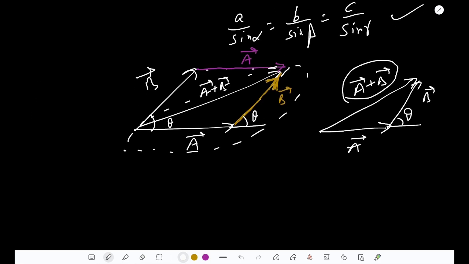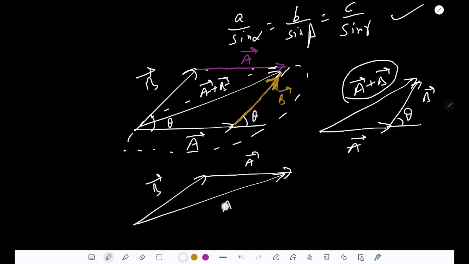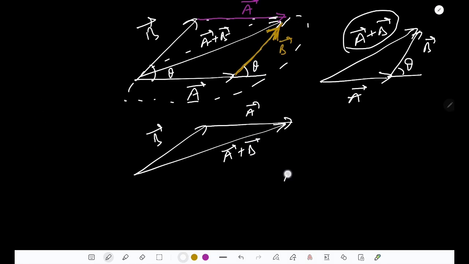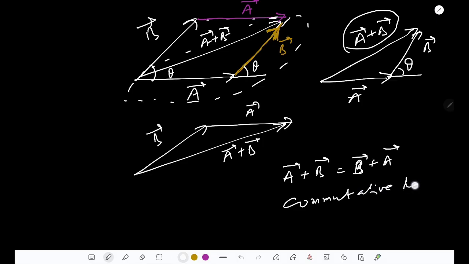And you can see here that you just consider this triangle. You can consider another triangle that is like this. This is vector b and this is vector a, and you got again this is a plus b. That means you can be sure that a plus b is equal to b plus a here. Both are same. That means they obey the commutative law. That means they can commute.